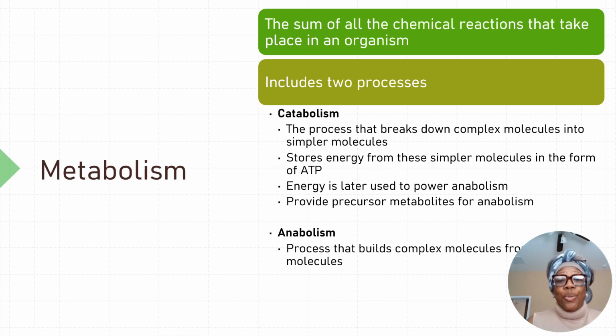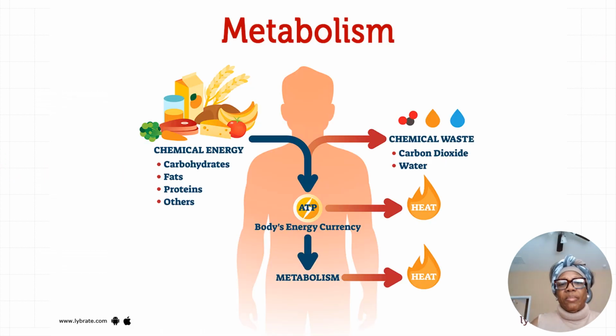Metabolism actually includes two processes, catabolism and anabolism. Catabolism is a process that breaks down complex molecules into simpler molecules, and stores energy from these simple molecules in the form of ATP. This energy is later used to power anabolism, and it also makes precursor metabolites for anabolism. Anabolism is a process that builds complex molecules from simple molecules.